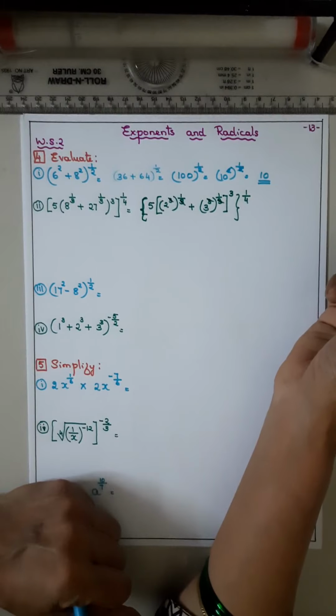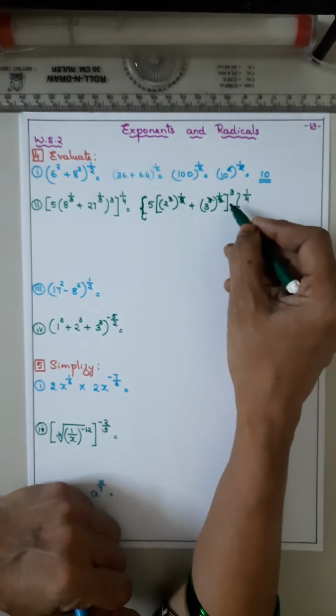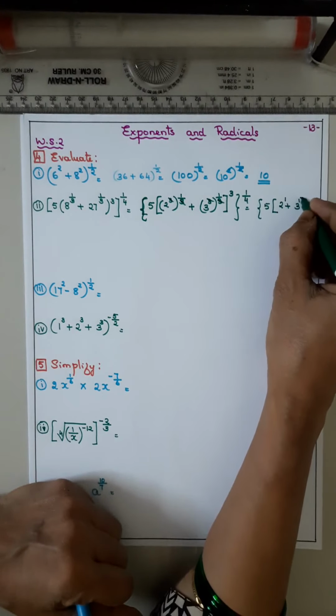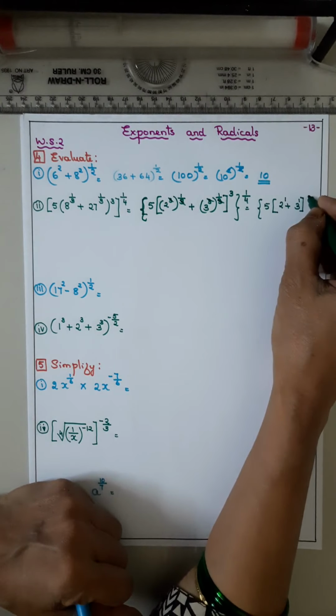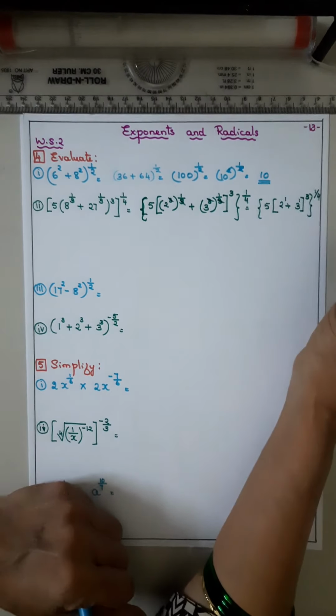Did everyone understand? We wrote 8 as 2 cube, 27 as 3 cube, and the 3 is cancelled, so what is left? It is a curly bracket 5, bracket open 2 to the power 1 plus 3 to the power 1, square bracket close. Now power 3 and then power 4.